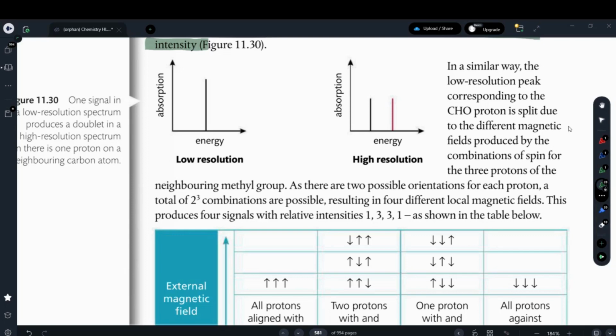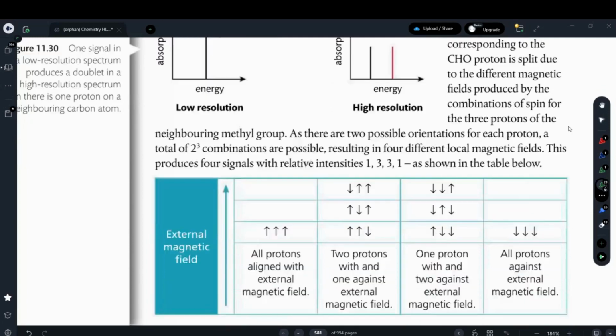Okay. So there are how many possibilities? There are 2 to the power 3 possibilities in this case. So the produced signal that you will get will have intensities 1, 3, 3, 1. If you add them together, it will be the same as 2 to the power 3. You can add it. All right.